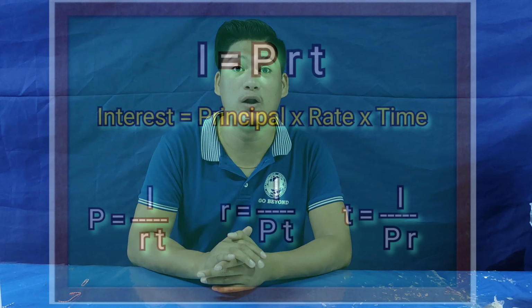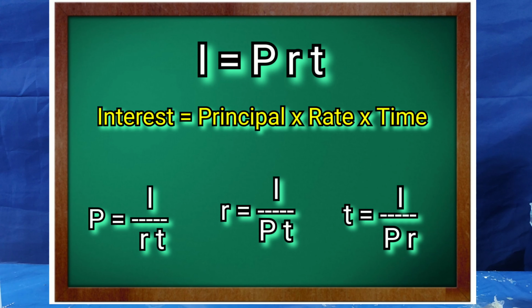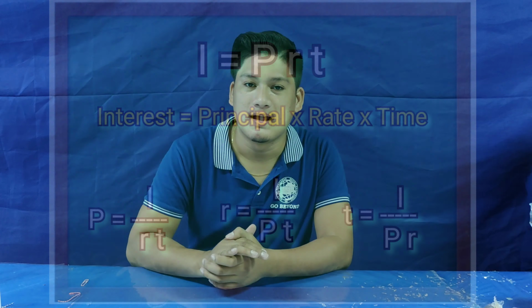What if we are looking for the principal? What if we are looking for the rate? And what if we are looking for the time? So we have 3 other variations of that formula. If you are looking for the principal, it is equal to I over rate times time. Again, the formula for getting the principal is I over rate times time. And if you are looking for the rate, it is equal to I all over principal times time. So those are the variations of our simple interest formula.